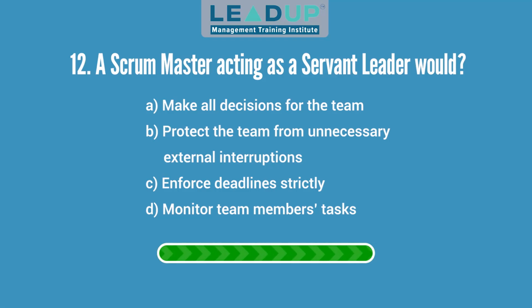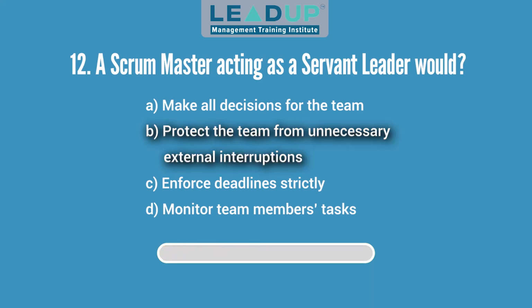Question 12. A Scrum Master acting as a servant leader would A. Make all decisions for the team. B. Protect the team from unnecessary external interruptions. C. Enforce deadlines strictly. And D. Monitor team members' tasks. Answer: protect the team from unnecessary external interruptions.